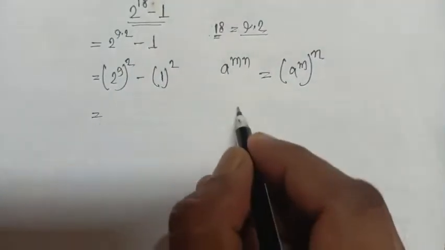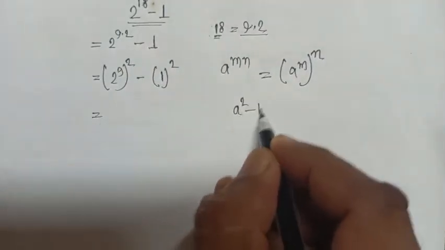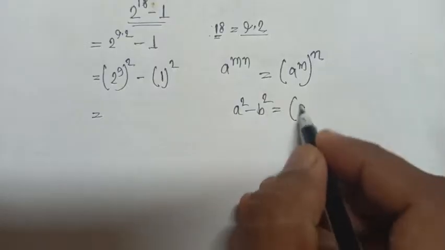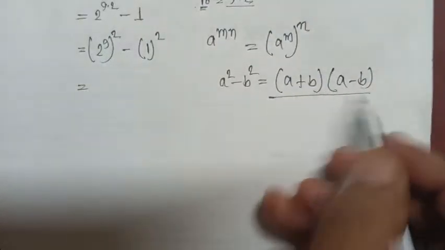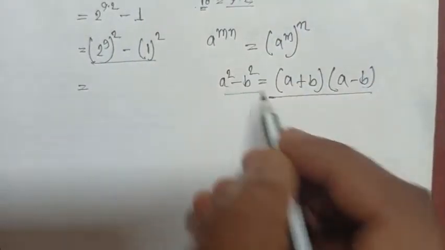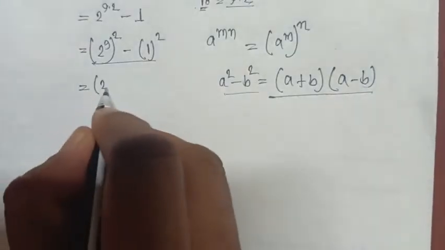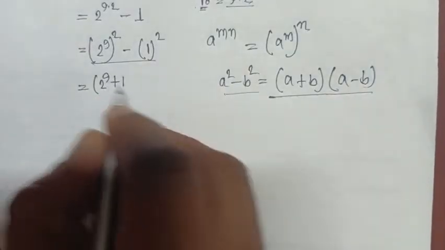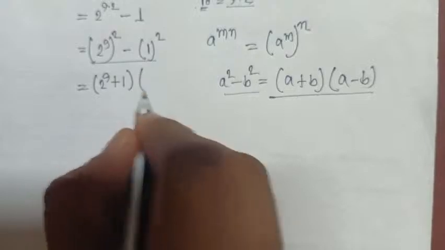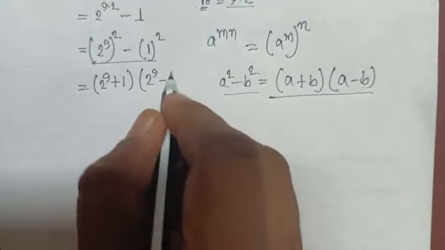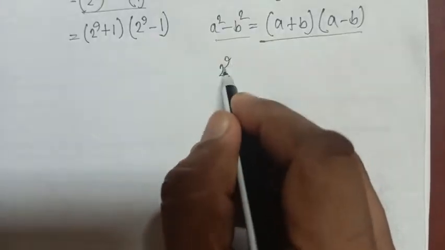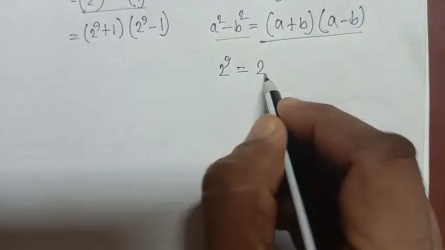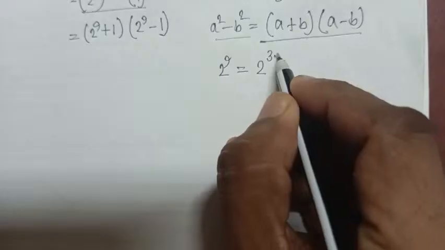Now we know the formula a square minus b square equals a plus b into a minus b. So we are going to express this same as a square minus b square, like 2 to the power 9 plus 1 into 2 to the power 9 minus 1. Now we can express that 2 to the power 9 is equal to 2 to the power 3 times 3.